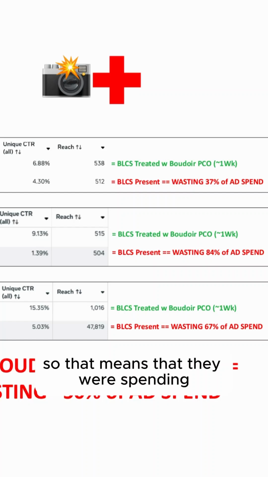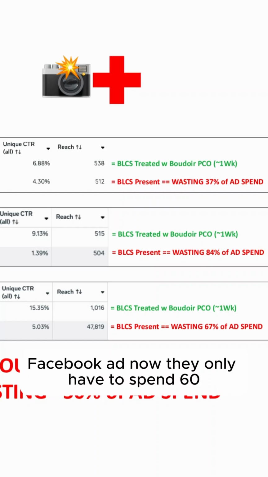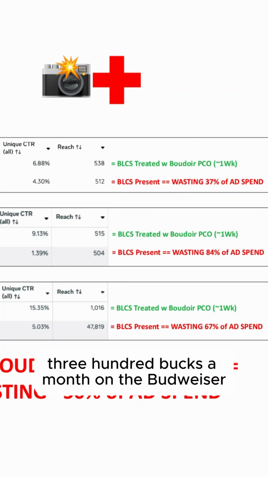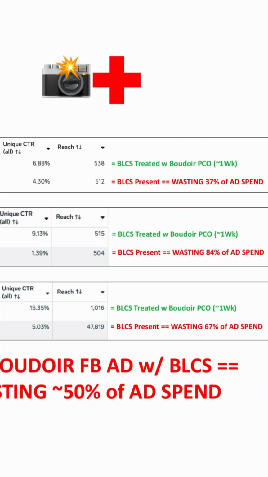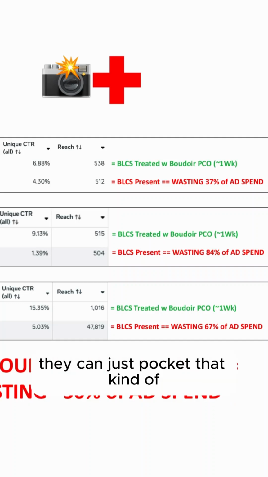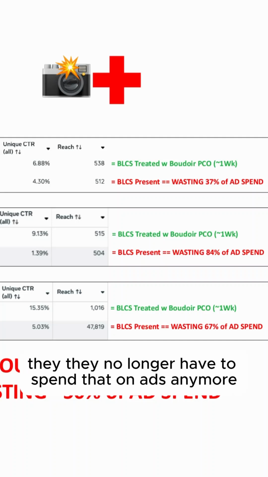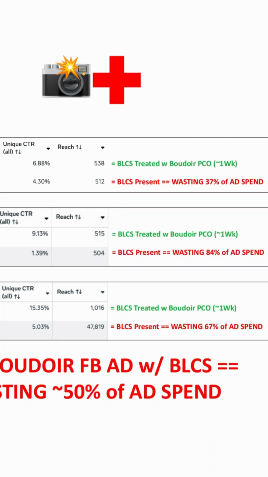So that means if they were to spend 10 grand a month on the original Boudoir Facebook ad, now they only have to spend $6,300 a month on the Boudoir Pico treated ad to get it into the same number of women's brains. So that delta, that difference, $3,700 a month, they can just pocket, kind of like a phantom bonus. They no longer have to spend that on ads anymore, kind of like a Boudoir Pico bonus.